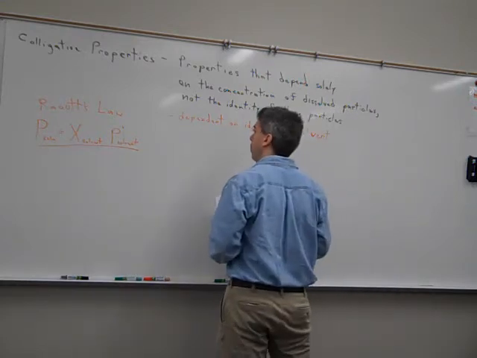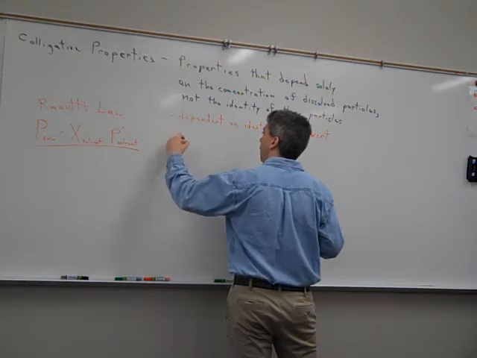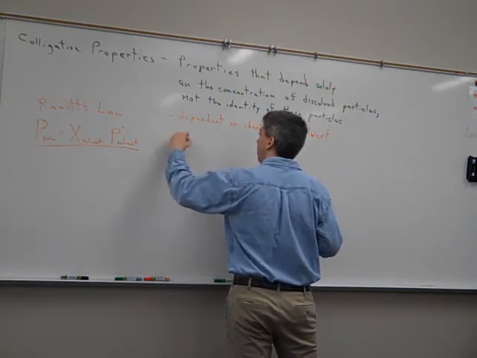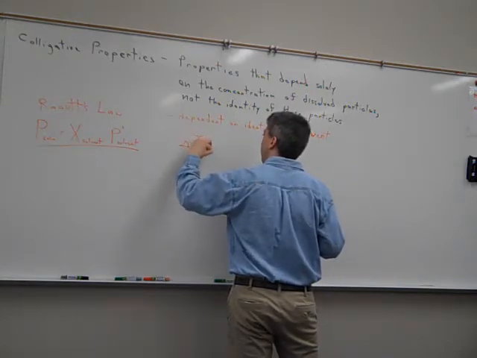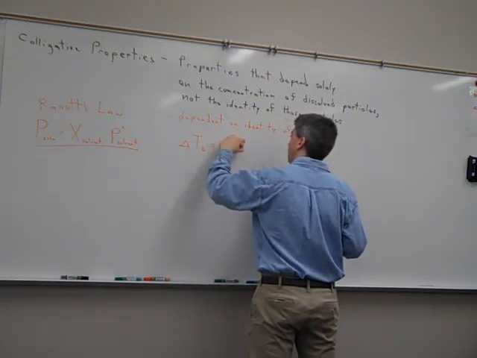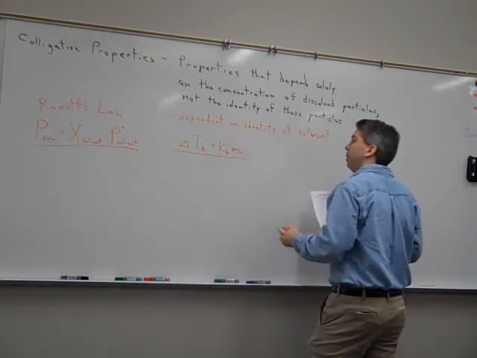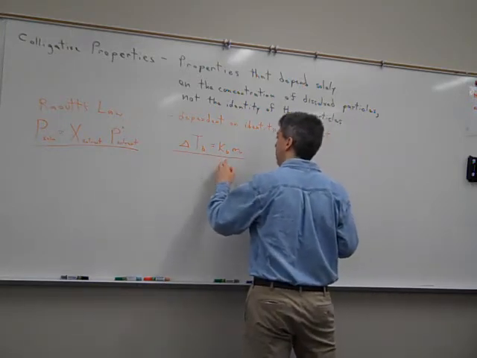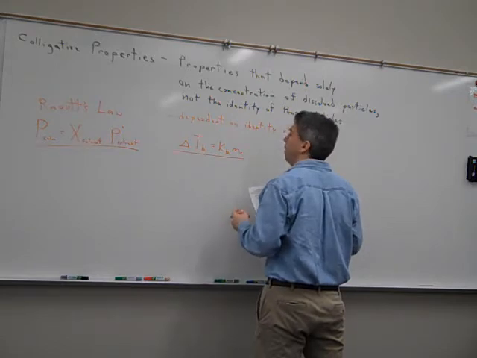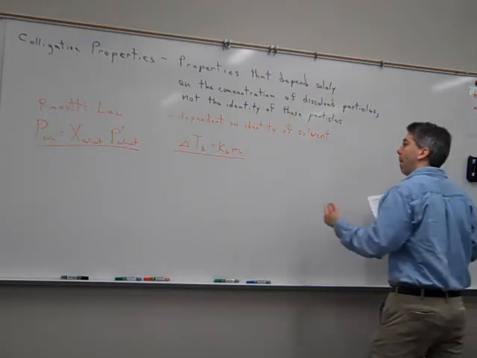Secondly, you have boiling point elevation. Delta T_B is equal to K_B m, where m in this case is the molality, K_B is the boiling point elevation constant, and delta T_B is the change in the boiling point.